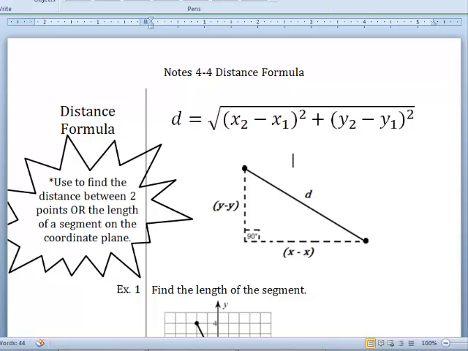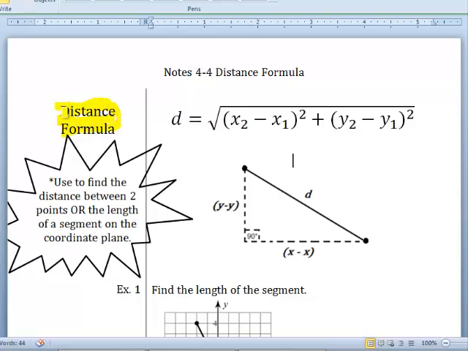So make sure you have your notes set up. A couple important things, make sure you write down exactly what I write down. Your notes should look exactly like my notes. All right? In dealing with the distance formula, we have the distance formula. Very important we know what that is.